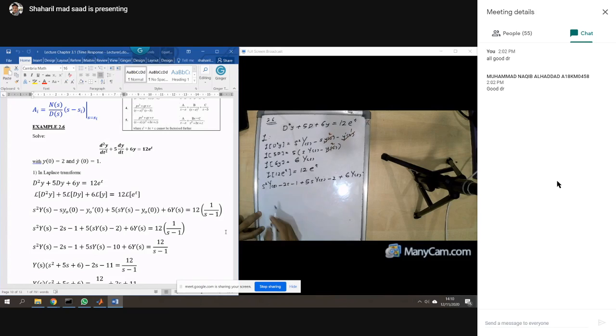Okay, and then sorry. So this one when you Laplace it, right? That means it becomes 1 over s minus 1, right? So this one you can look at the table, okay, s minus 1.